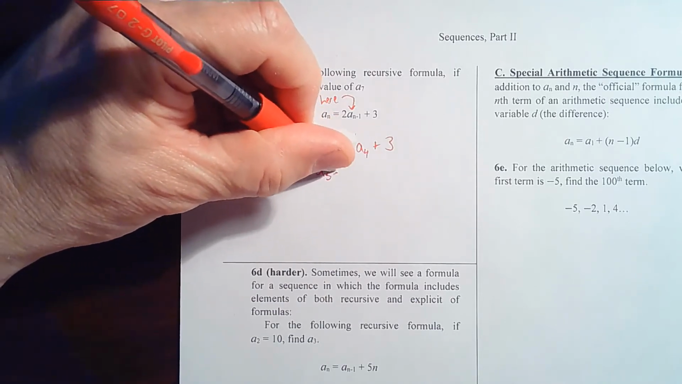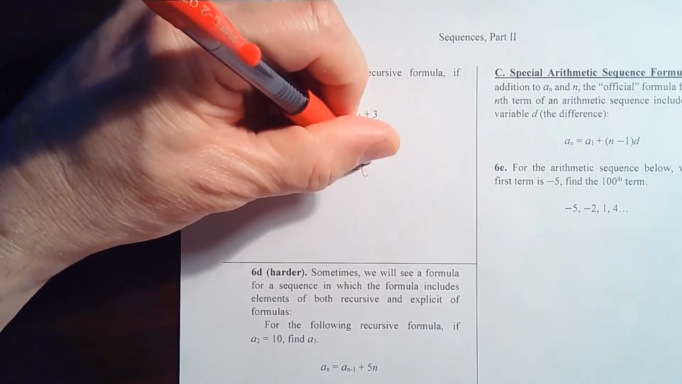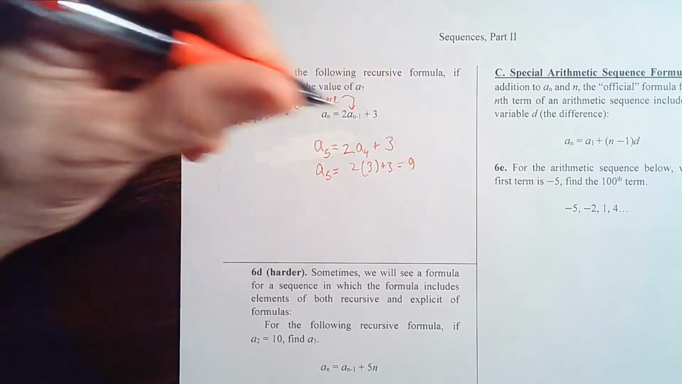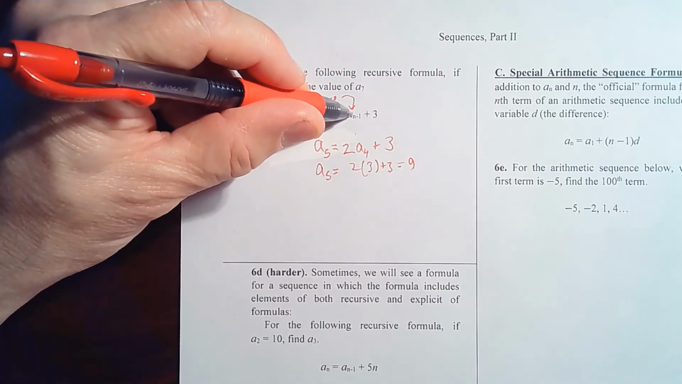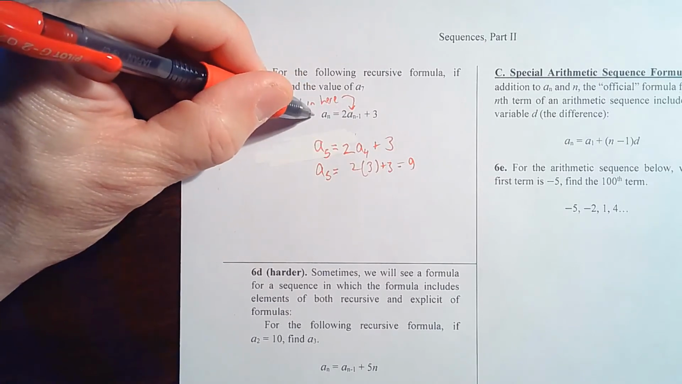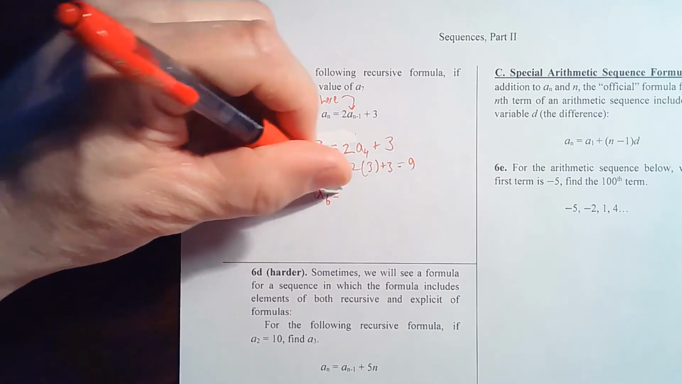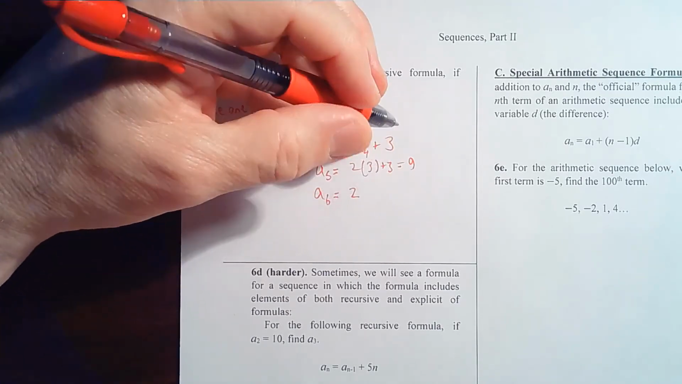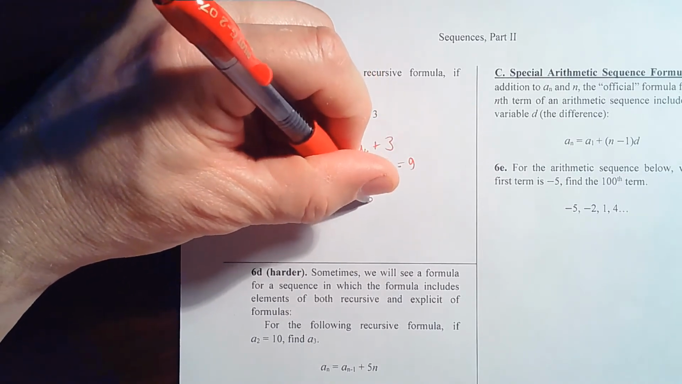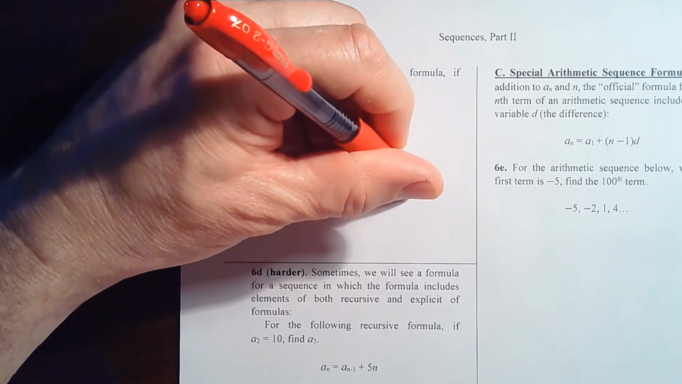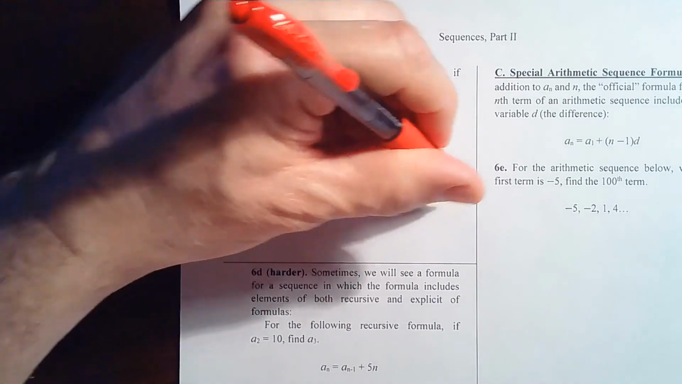So a sub 5 is equal to 2 times a sub 4, which is 3, plus 3 is 9. So the fifth term is 9. We're going to plug the 9 now in here, the fifth term, to get the sixth term. So a sub 6 equals 2 times a sub 5 plus 3, or 2 times 9 plus 3 to get 21.